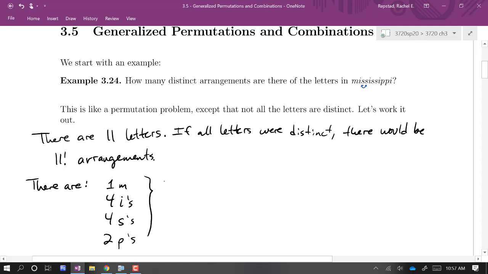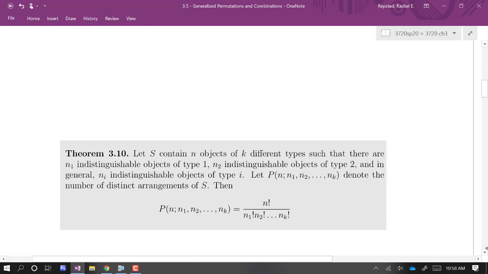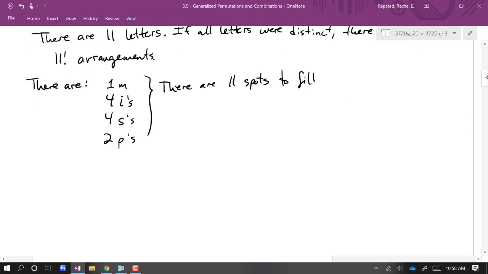There are 11 spots to fill with these letters. I'm thinking of the word Mississippi as basically a list of spots, and I'm just going to put some letters in those 11 spots. What we're going to do is pick the spot that gets the M. I'm just going to go in this particular order, but I could pick any letter to start. So let's pick the spot that gets the M. Well, there are 11 spots to choose from. I've got one M, that gives us 11 choose 1 spots.